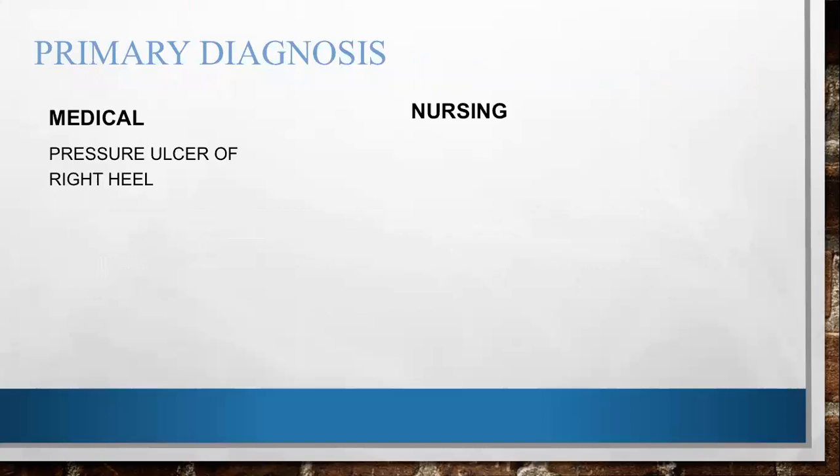After we've gone through the stages, in the primary diagnosis, of course, we know pressure ulcer right here. What do you think the nursing diagnosis and treatment would be? You remember, I gave you the link to that. Pick up other nursing diagnoses, such as alteration in tissue integrity.